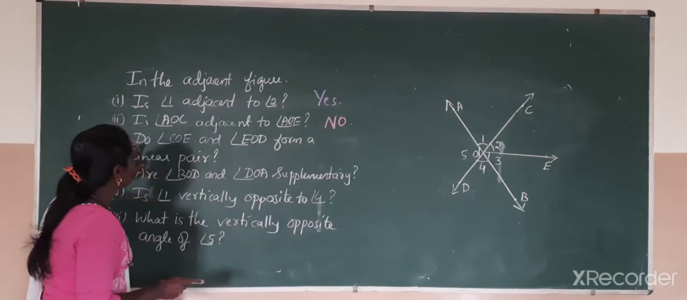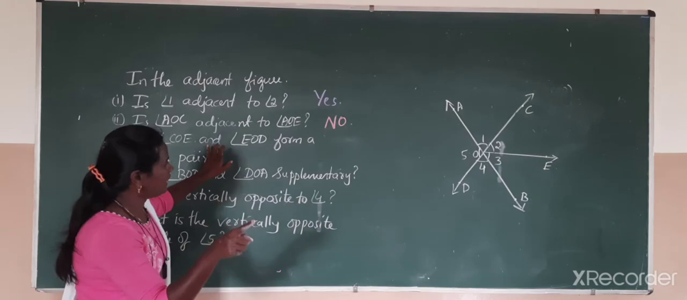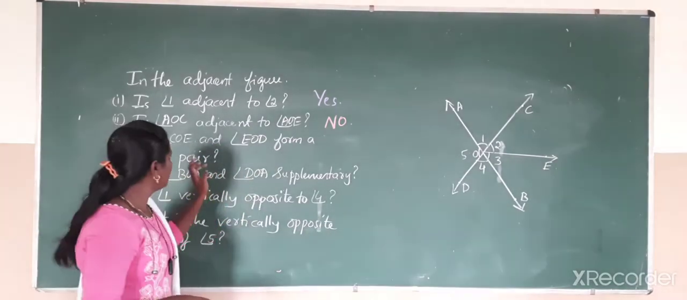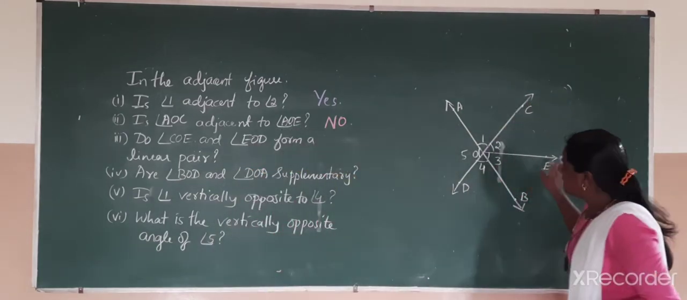Then the third one is: do COE and EOD form a linear pair? COE and EOD.